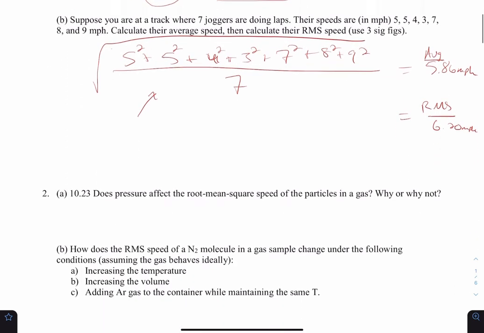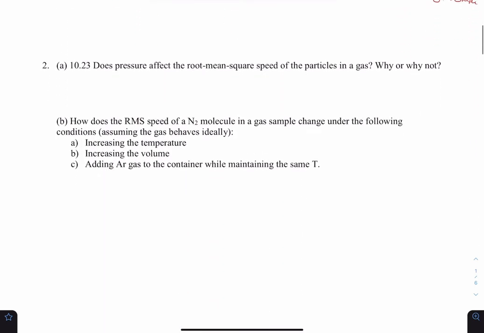All right, number 2 says, does pressure affect the root mean square speed of particles in a gas? Why or why not? The important part of this question is knowing the equation of the root mean square speed. The root mean square speed for gas particles looks like this: the square root of 3RT over M, where the 3 is just a constant, and then R is the R constant, which is in joules per mole Kelvin.